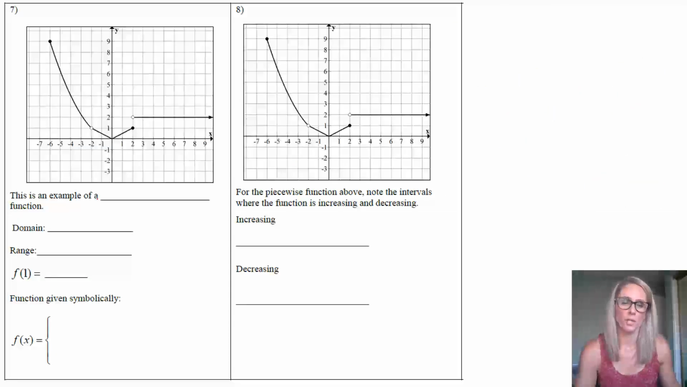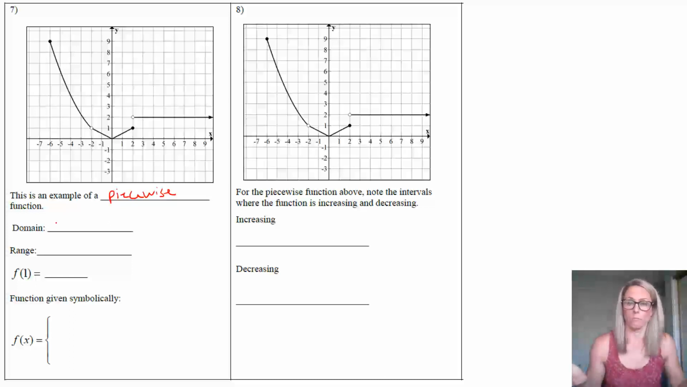So in taking a look at question number 7, we notice that this function looks kind of odd. Essentially, it has different pieces to it. And so that's why it's an example of a piecewise function. The domain of a piecewise function is just like the domain of any function. It's just every value of x that you can put in, and out comes a y value that is a real number on the graph.